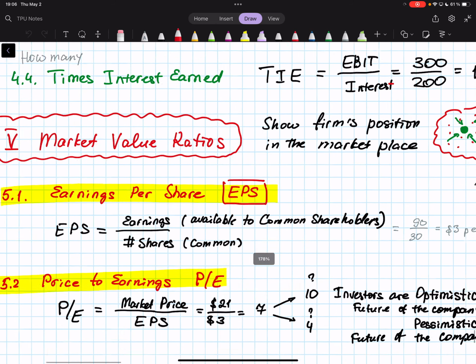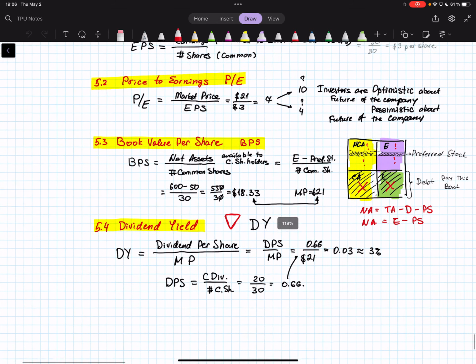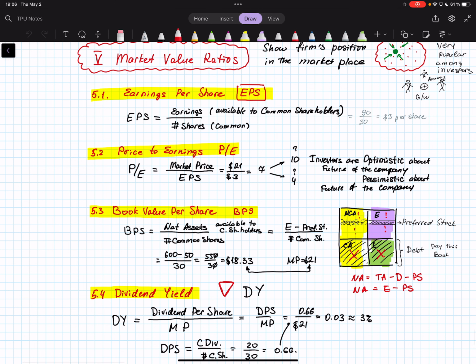And we studied how many? Four market value ratios. Okay, let's refresh. The first ratio was called earnings per share. How do we translate earnings per share into Russian? Прибыль на акцию. In English, EPS.